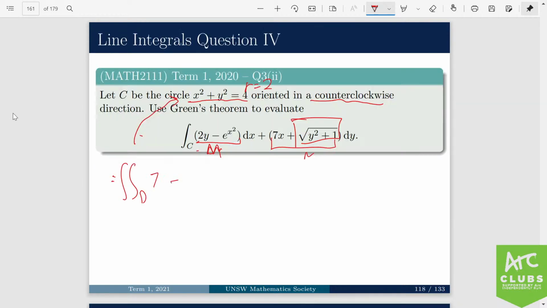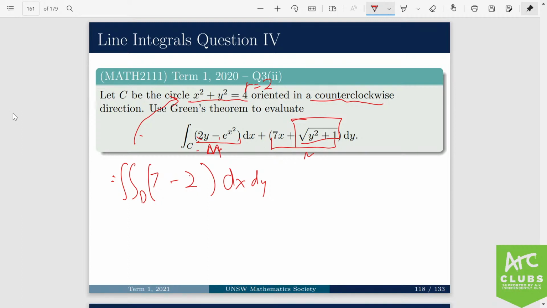And then minus the derivative of M with respect to y, and that's just 2, because e to the x squared is not a function of y. So then we just get that dx dy. And this might be a lot to integrate.